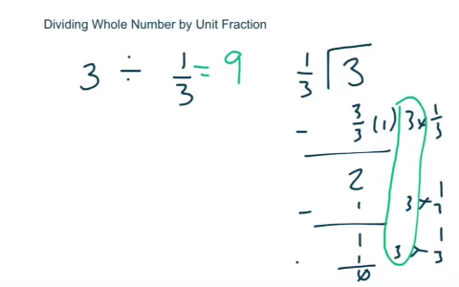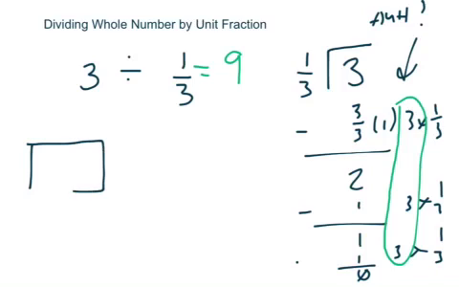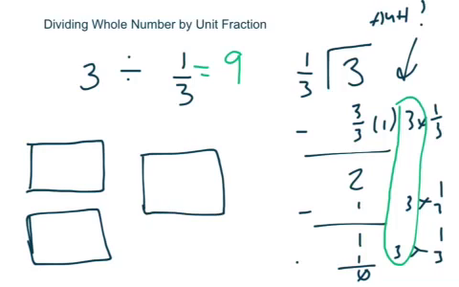I find, though, that even if they do like this way, it's very helpful for the entire class, especially the ones that are not sure about that, to just show them the model, what we're doing. So I can draw out 3 whole, and I'll represent that with 3 rectangles. Each rectangle is a 1 whole. I'm going to split them into thirds. So there, there, and there.